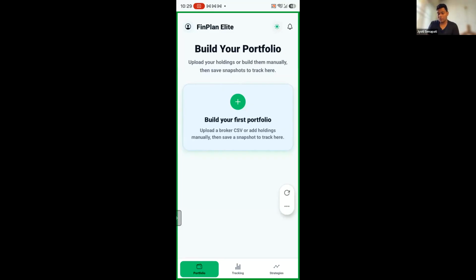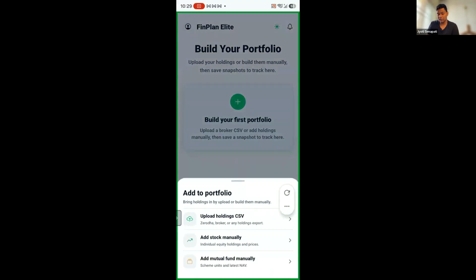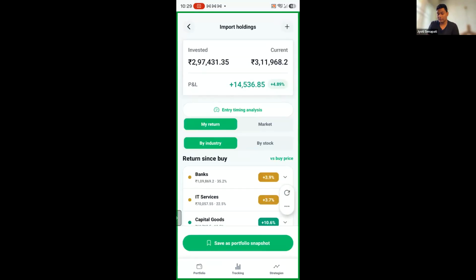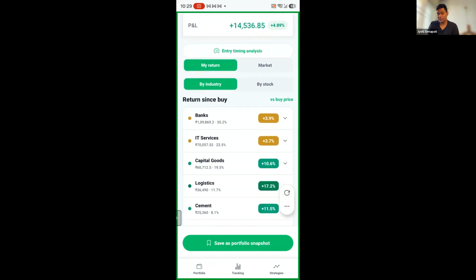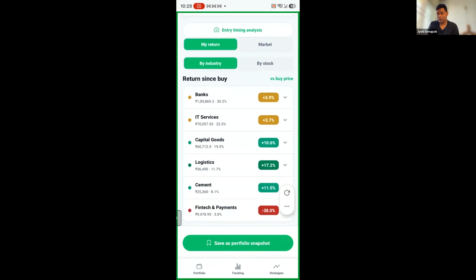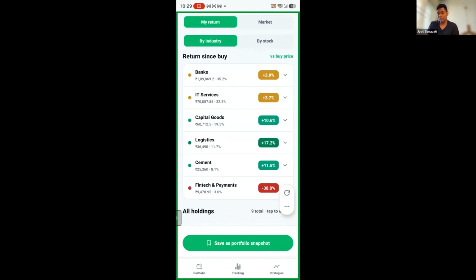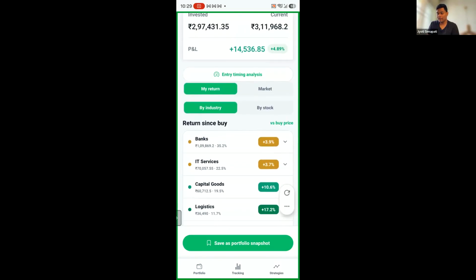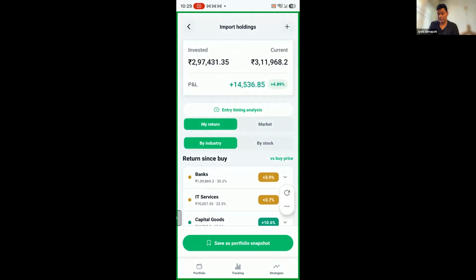If you go inside, it asks you about building your first portfolio. So I'll click on that. Then I'll upload a CSV. For this, I have created a sample holding. This picks up every stock and the purchase time for that stock and categorizes it into different categories: bank, IT services, capital goods, logistics, cement. I've kept it small, under 15 categories, so it doesn't create a micro category of its own. Then you can save this portfolio.